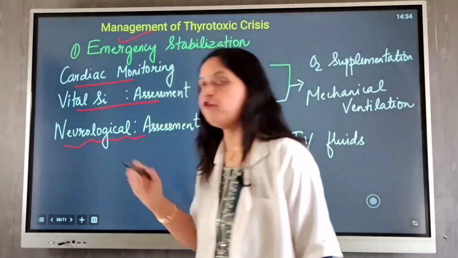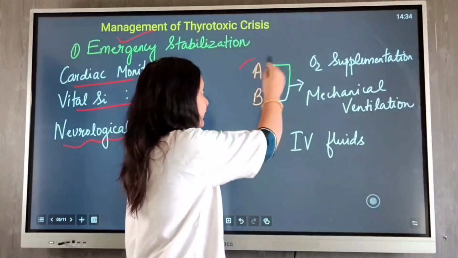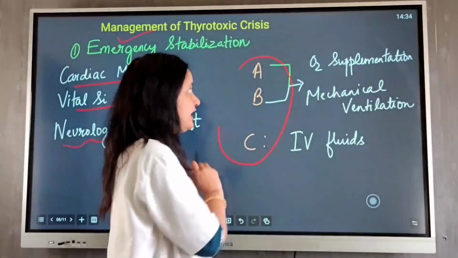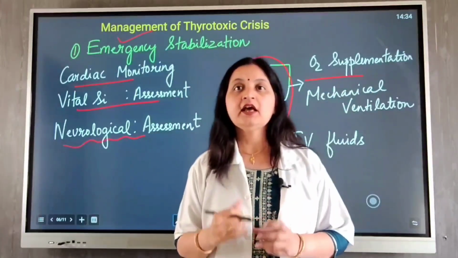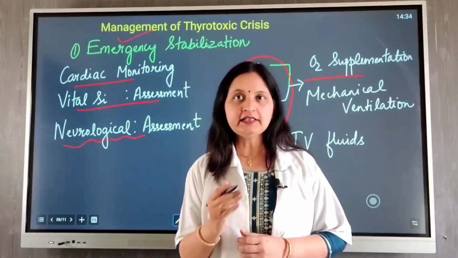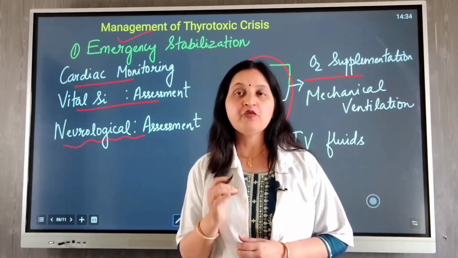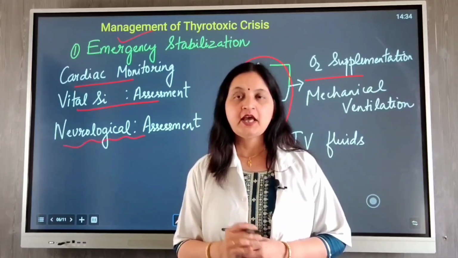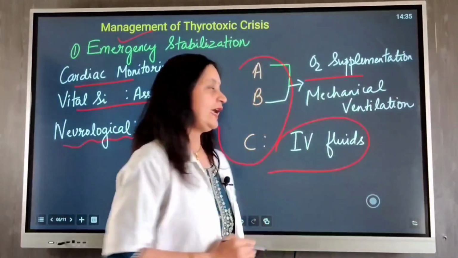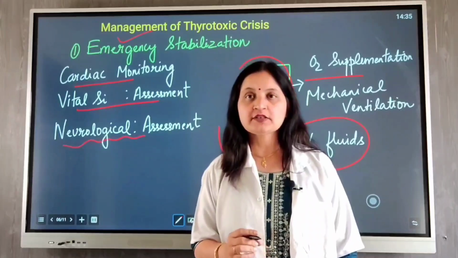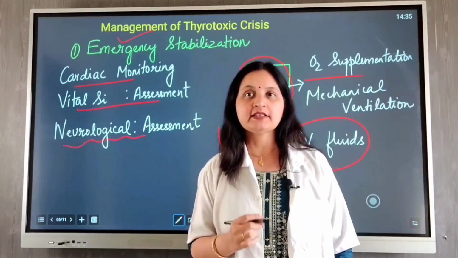Neurological assessment for delirium, seizures and coma. Airway, breathing, circulation is essential. So, oxygen supplementation to maintain the SpO2 levels greater than 94%. Mechanical ventilation may be needed if respiratory failure develops, and also IV fluids such as normal saline and 5% dextrose are given to prevent dehydration and hypoglycemia.